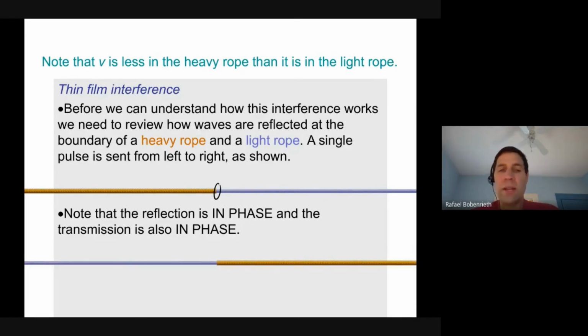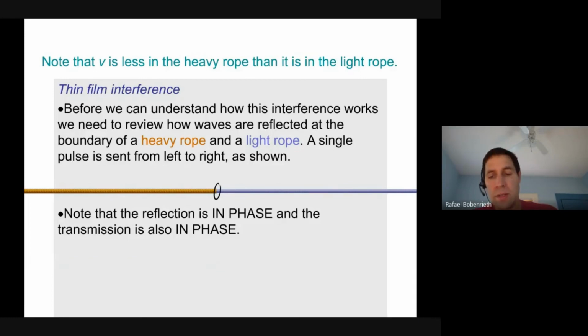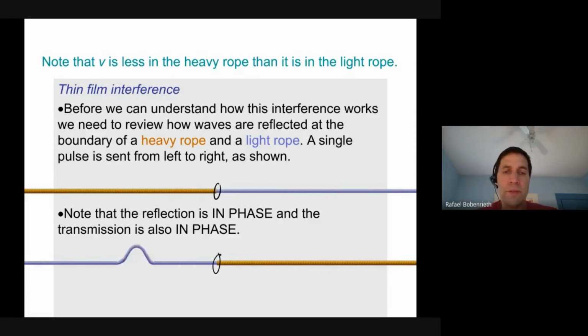Let's flip the scenario around. Let's say I first send the pulse down the light rope, and then it hits a transition point right here again, where the rope is heavier. Okay, what's going to happen this time? Let's observe. Well, it's a little different. And just in case you missed it, there it is again.